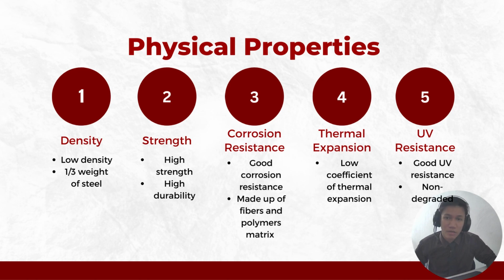Other than that, FRP also possesses a low coefficient of thermal expansion, which means it will not be influenced by temperature changes, such as weather. Last but not least, this characteristic is quite related to the previous properties of FRP. FRP is resistant to UV radiation. This is because FRP composites are made of polymer matrix that includes additive for protection against the damaging effect of UV radiation.